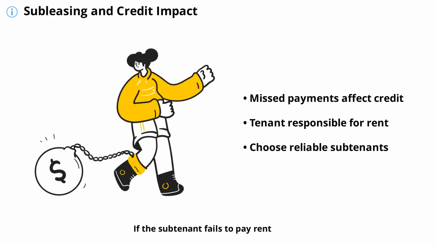Subleasing can affect your credit if things go wrong. If the subtenant fails to pay rent and the original tenant can't cover it, the landlord may report missed payments to credit bureaus. This can damage the original tenant's credit score. That's why it's important to choose a reliable subtenant and stay on top of all payments and obligations.